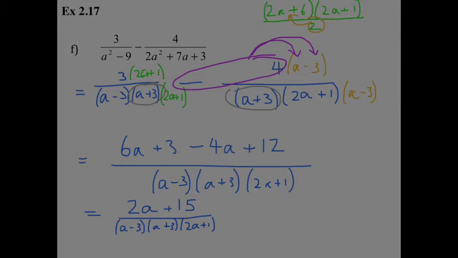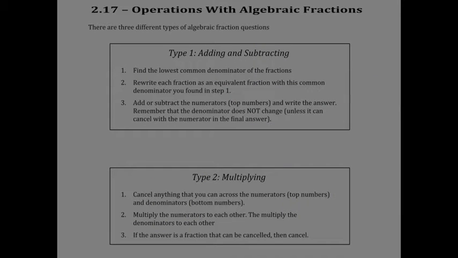Let's continue. Now we've done adding and subtracting with our algebraic fractions. Now we're going to multiply. And remember, when you are multiplying, we need to make sure we factorise where we need to, and then we cancel before we multiply things out. That's the easiest way to do it. So cancel first if possible, and then multiply.